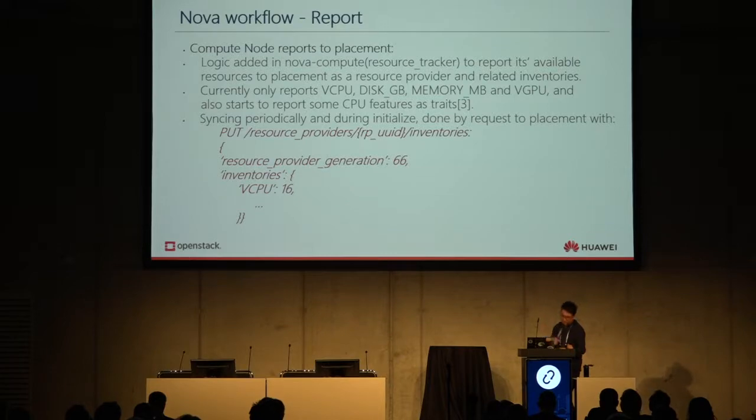In order to report the resource inventories to placement, logic was added in the resource tracker. It is a component of Nova Compute that collects resources and periodically reports them to the scheduler, or in this case, it will report to placement as well. We added logic to make it report to placement about the available resources. Currently, we only report vCPU, disk GB, memory MB, and vGPU. We also started to report some CPU features as traits from last release. This could be very useful too. If you are interested, you can go to reference 3 for some more details.